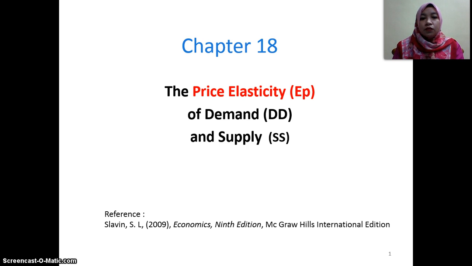And today's class we are going to cover chapter 18, which is on price elasticity of demand and supply. For your information, when we discuss price elasticity, the symbol in economics is written as EP. And the reference for this chapter is from Slavin, 2009, Economics.